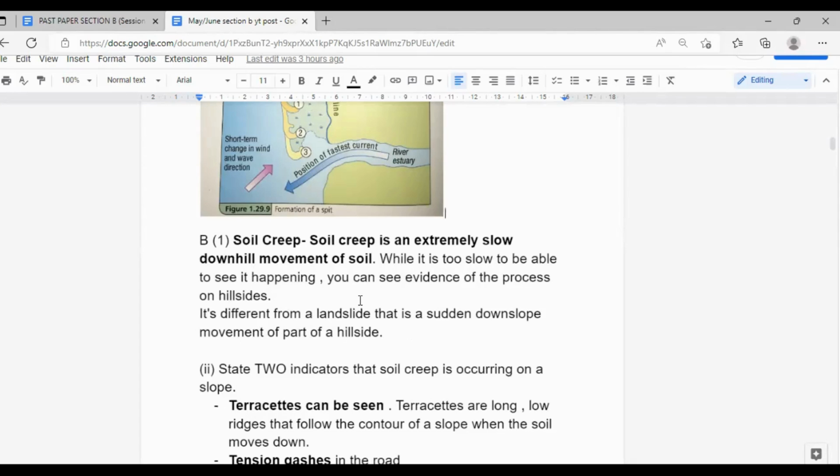So a good example of soil creep would be if you ever saw a house being carried away by the land, that is an example of soil creep, because the soil is moving and it's carrying the house with it, and it's happening slowly over time.